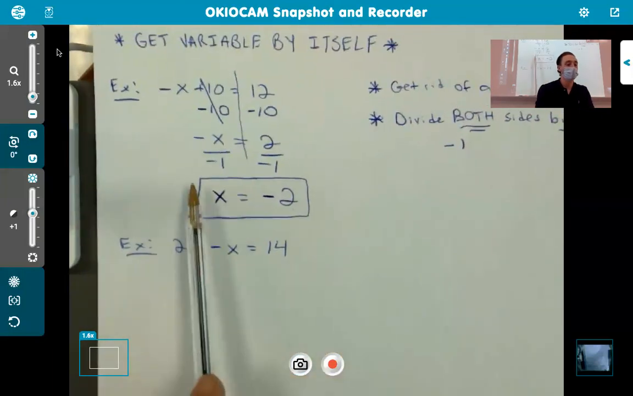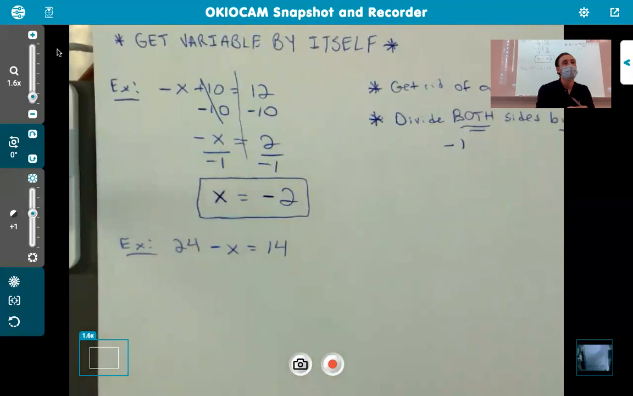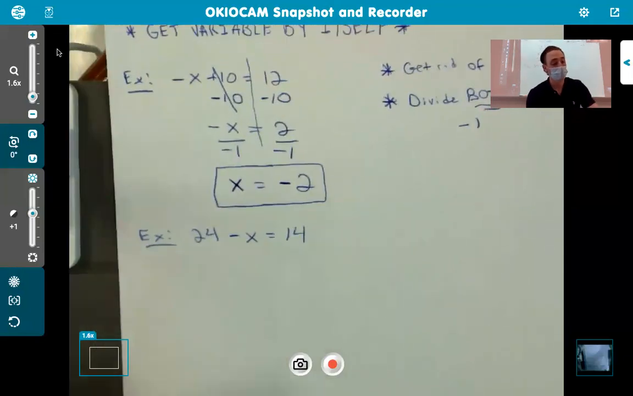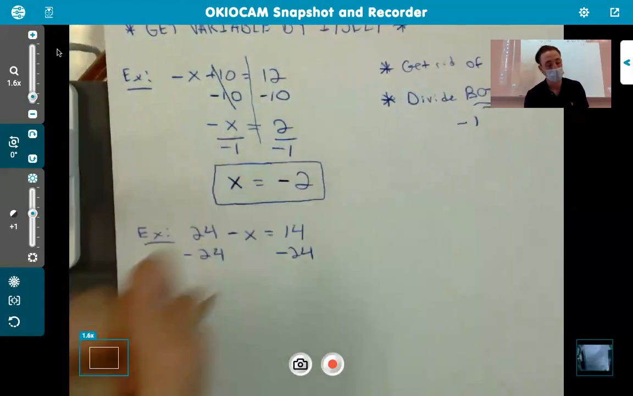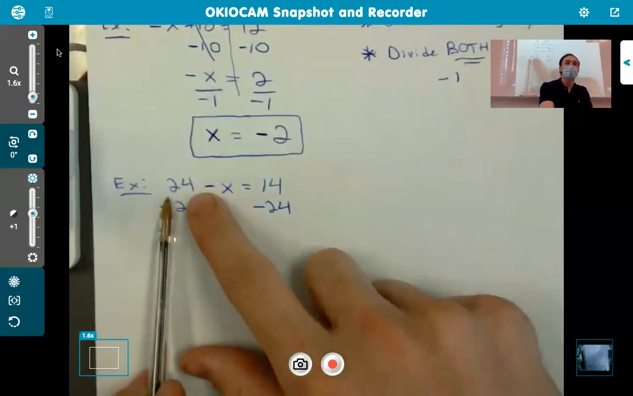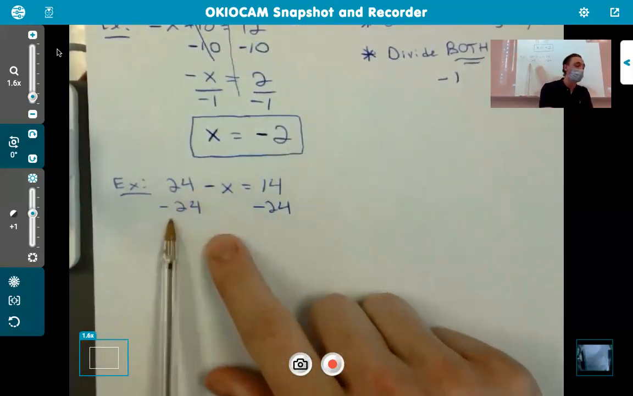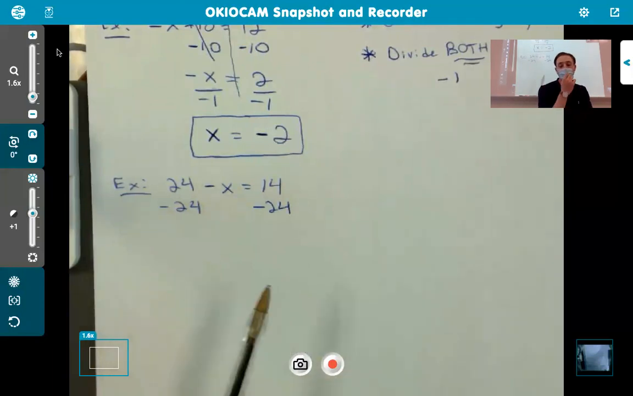Think back to what I did in the first example. So I have a positive 24. I want that to become 0. What do I have to take away from 24 to get to 0? 24, right, itself. So I'm going to subtract 24 on both sides. All you're doing is taking that other term and subtracting that entire quantity from it. Okay?